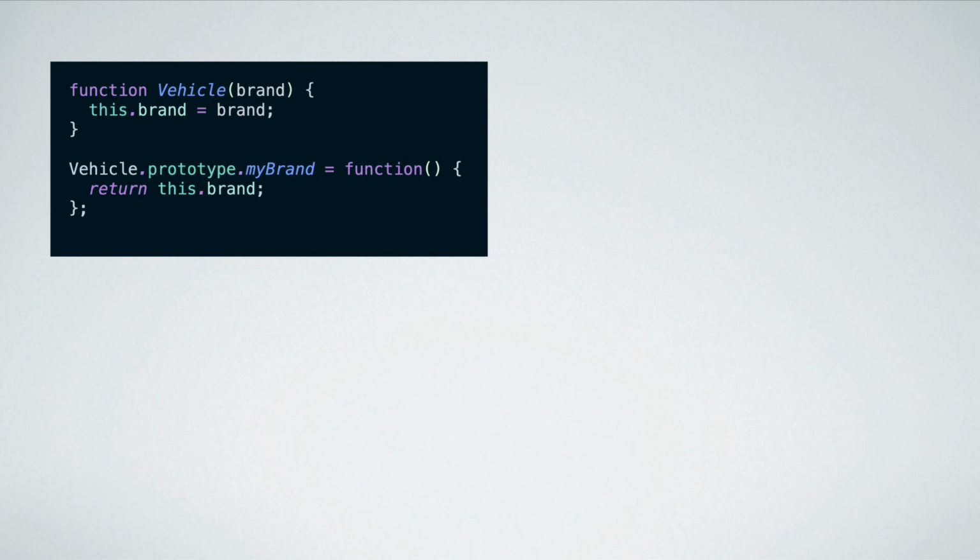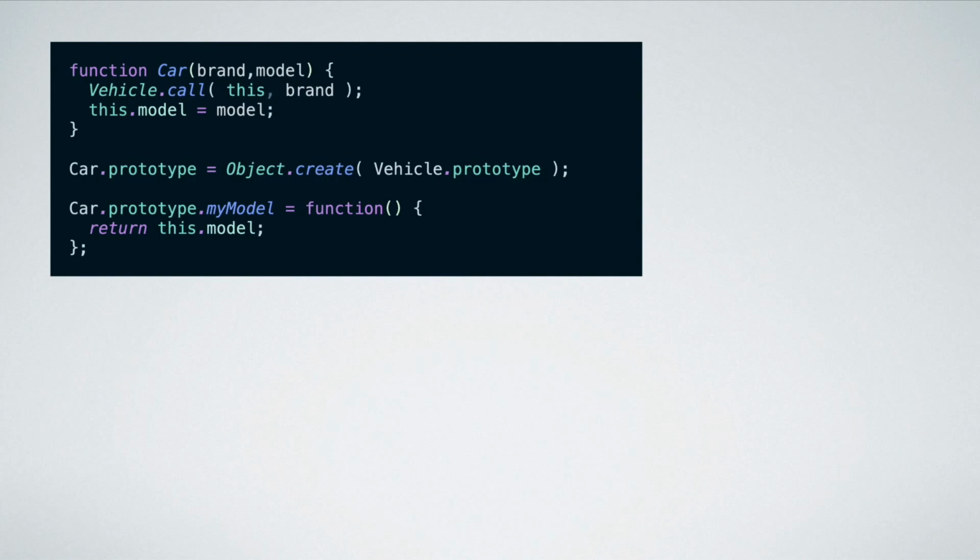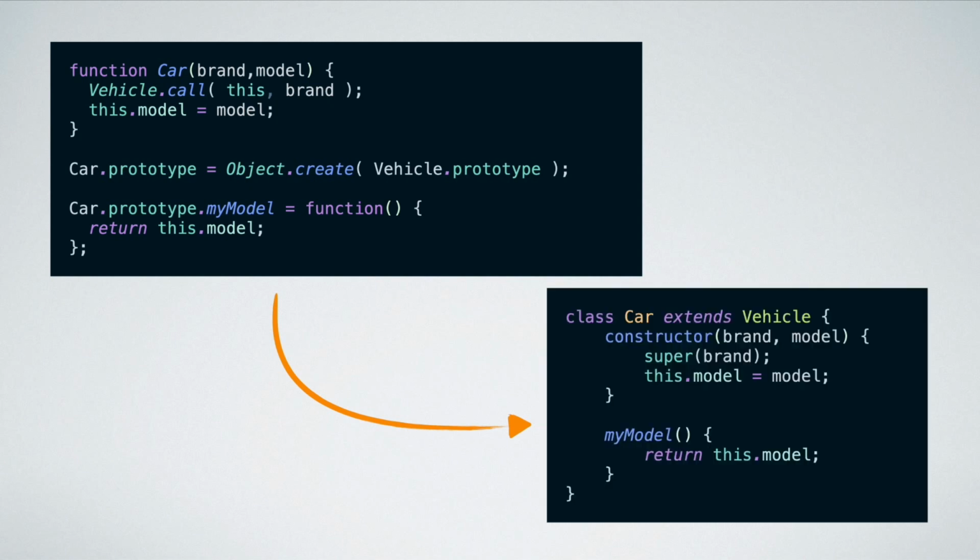Let's look at the same previous example of vehicle and car. This functional definition becomes this class definition. We are setting the brand key on the this binding inside the constructor and creating a class method named myBrand inside of the class definition. Similarly, the gymnastics we had to perform in order to establish a prototypal relationship gets taken care by the extends keyword. We utilize the super keyword instead of the call helper, and we define a class method named myModel inside of the car class. This essentially gets us the same result as before.